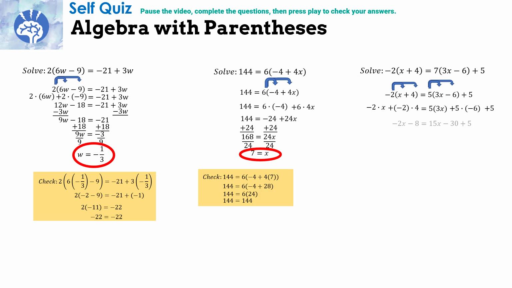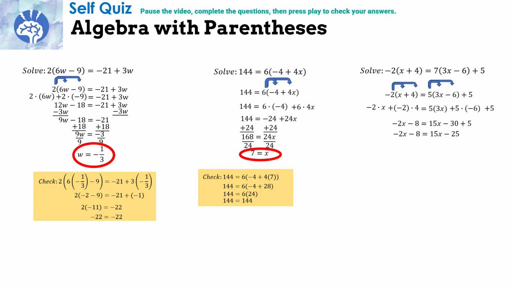Negative 2 times x is negative 2x. Negative 2 times 4 is negative 8. 5 times 3x is 15x. 5 times negative 6 is negative 30. And then we have the plus 5. We want to collect like terms. On the left side, we have negative 2x minus 8. Those are not like terms, so we cannot put them together. But on the right side, we have negative 30 plus 5, and we can put those together. So this gives us negative 2x minus 8 equals 15x minus 25.